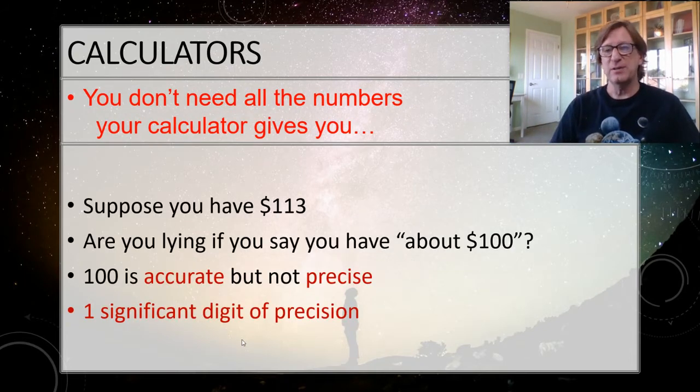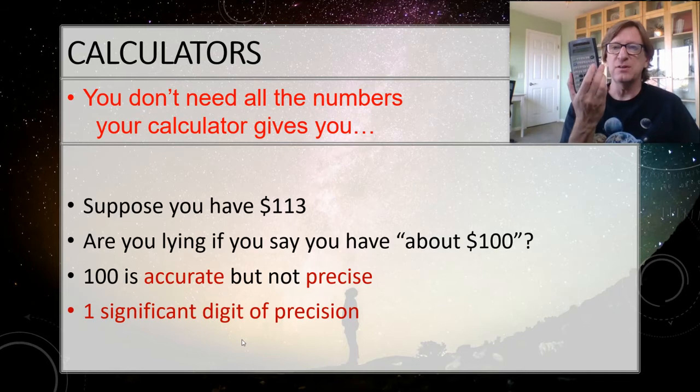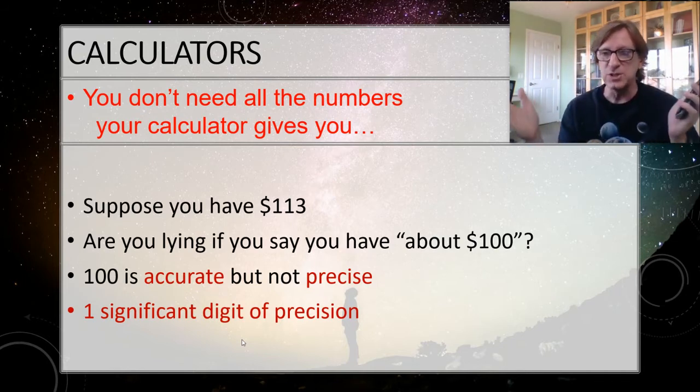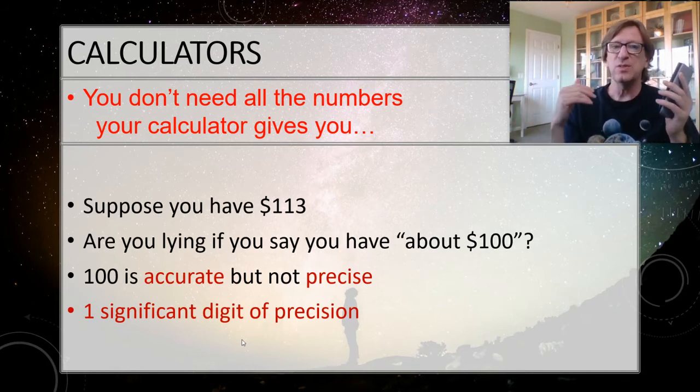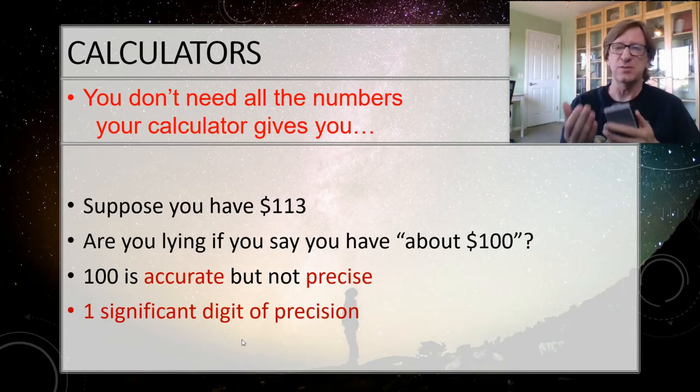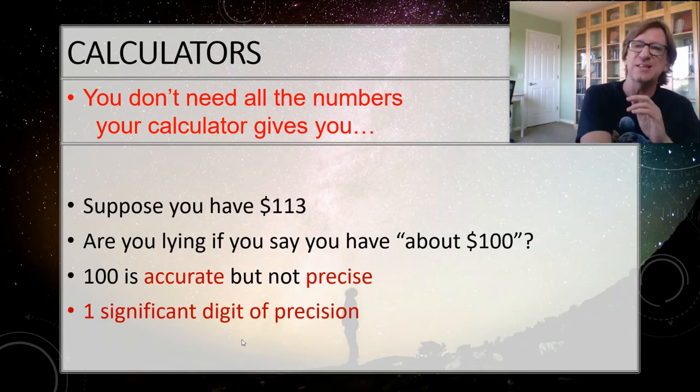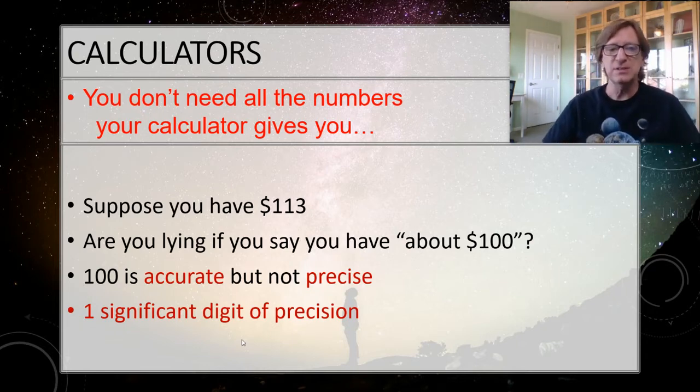We talked about how if you've got your calculator, it's going to give you a whole bunch of numbers. The thing is that you don't need all of those numbers. So we need to talk about the concept of significant digits. Significant digits is about precision. Look at the example here. Let's suppose you've got $113 in your bank account. If somebody says, "Hey, Ben, how much money do you have?" and you say you've got about $100, are you lying? Think about it. Are you lying?